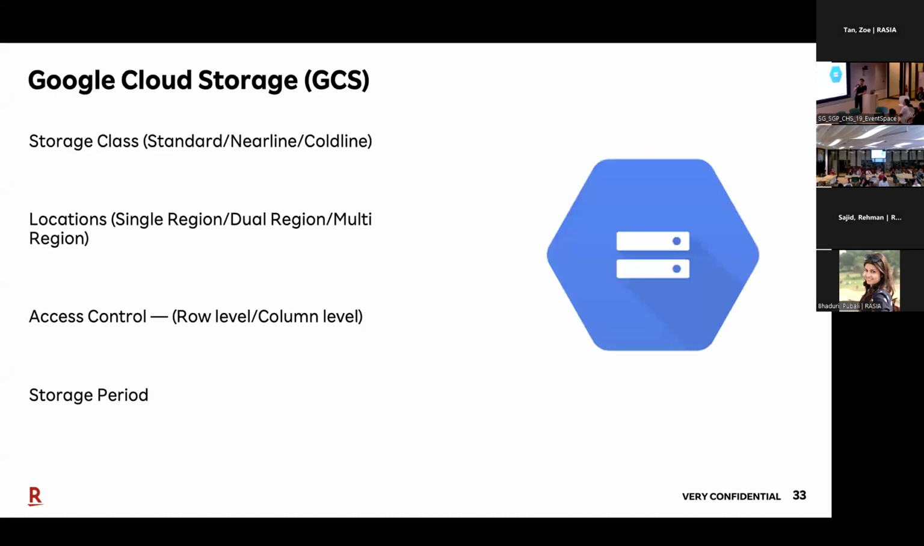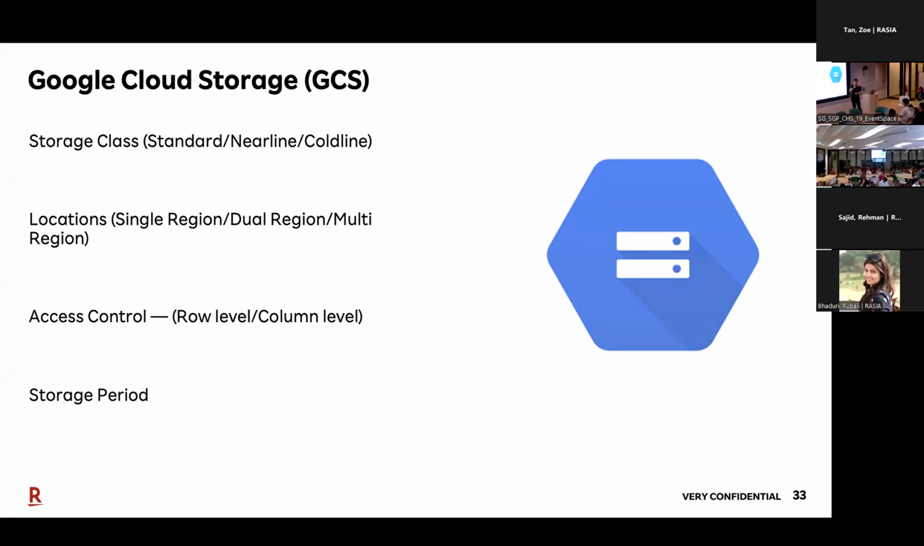So yeah, GCS is where we store our data, and it is a big part of our warehouse. When we were setting this up on the cloud, a couple of things we were looking into was the storage class. There's standard, nearline, coldline. It's all about how frequently you want to access this data. If you use standard, it's the most expensive.